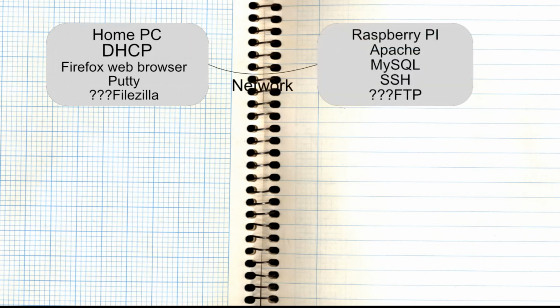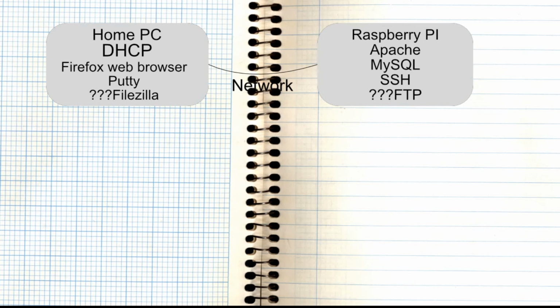The Raspberry Pi is going to be connected through the network. The Raspberry Pi is going to contain some programs also, but on the Raspberry Pi they're called services. Apache is the main service. We installed it. It's the service that receives requests from the home PC and responds with different files.